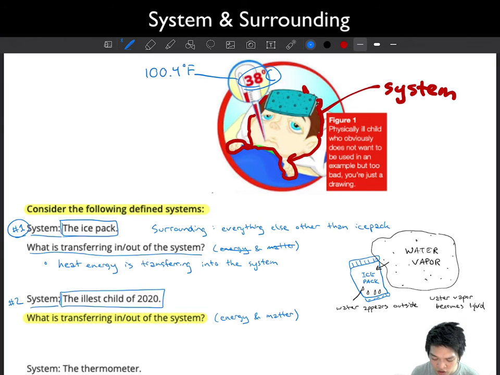Well, let's think about energy again. Okay, energy. Well, the kid is experiencing the coldness from the ice pack, right? That must mean that the kid is losing heat to the ice pack. So yes, there's definitely energy leaving the system. Heat energy, again, is transferred out of the kid.